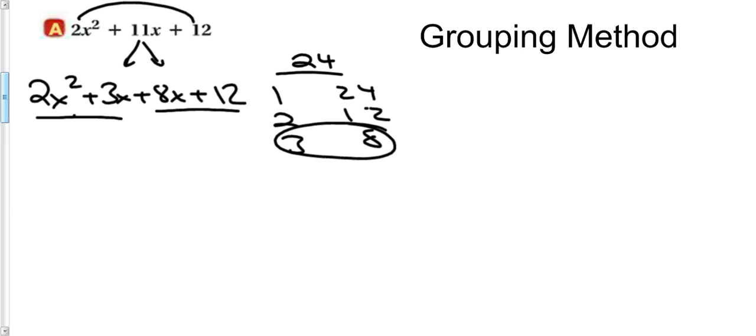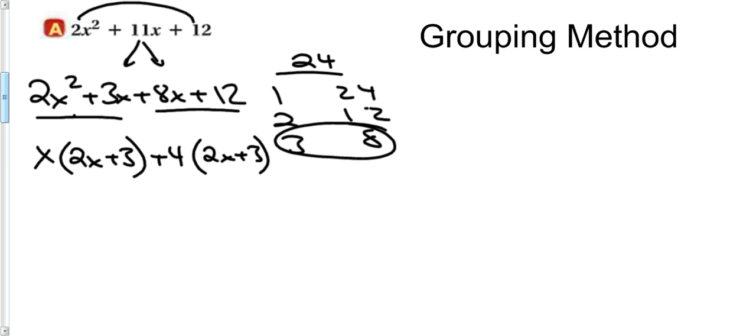In the first two terms, the only thing they have in common is an x. What's left over is a 2x plus a 3. In the last two terms, they both have a 4 in common. And what's left over? 2x plus 3.